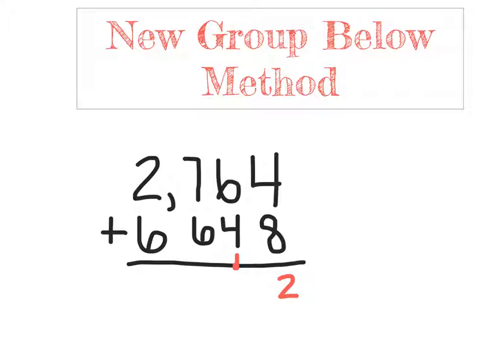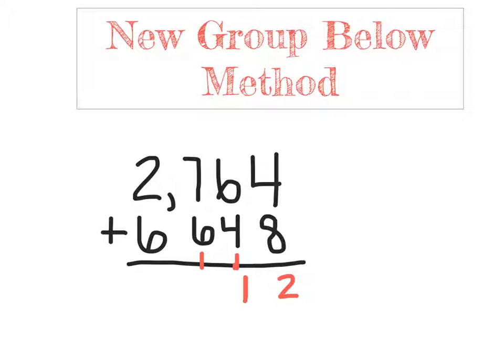Now for step 2, I have to add the tens place. So I have 6 tens, 4 tens, and then my new 10 that I just made from my ones. So 6 plus 4 equals 10, plus 1 more is 11. So I'm going to put my 1 here, and then my new 100 that I made, I'm going to put it below the hundreds place.